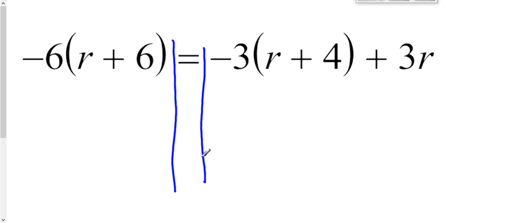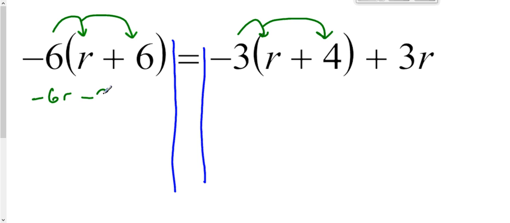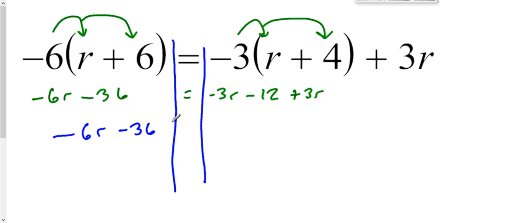Perhaps we have to distribute on both sides. So I'm going to distribute our numbers. We get negative 6r minus 36. On the right hand side we get negative 3r minus 12 plus 3r. Before we do anything with both sides involved, let's make sure everything's simplified. Left-hand side, we're good. Right-hand side, I can combine our like terms. A negative 3r and a positive 3r cancel each other out. And I'm left with just a negative 12.